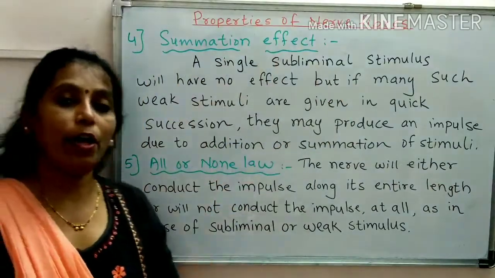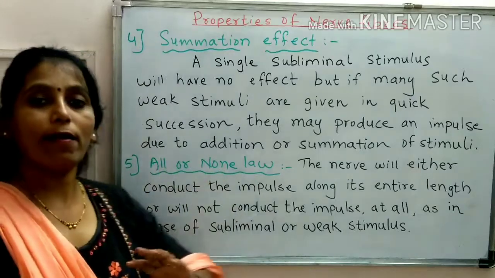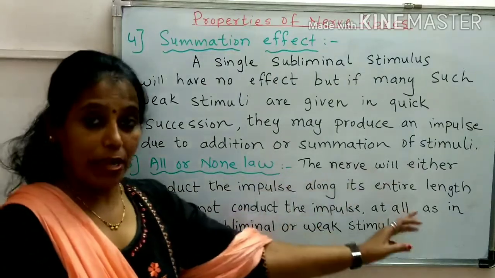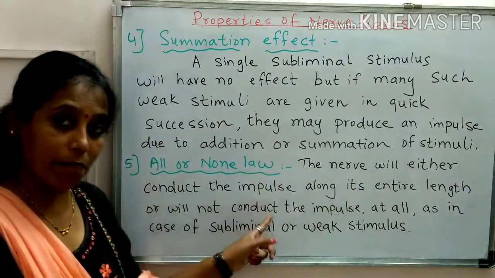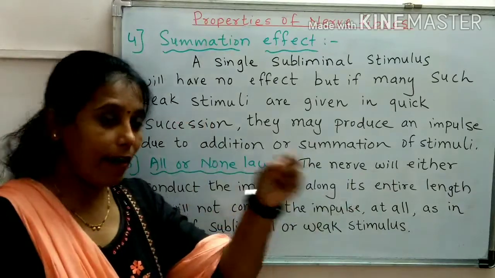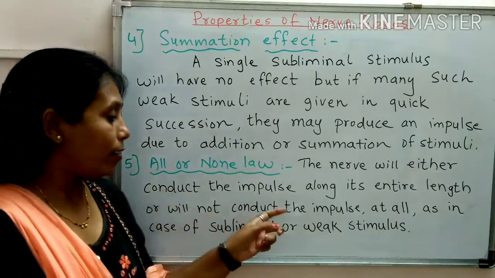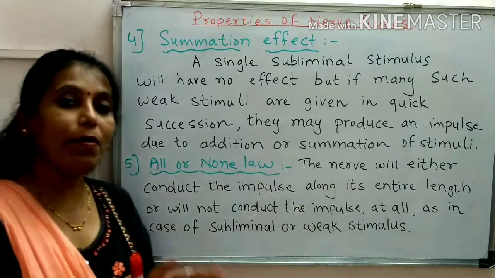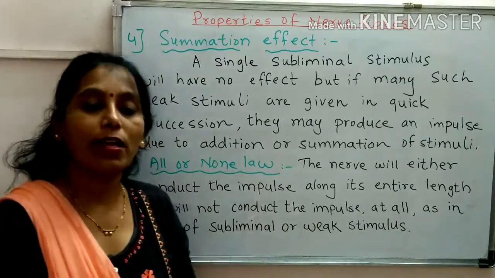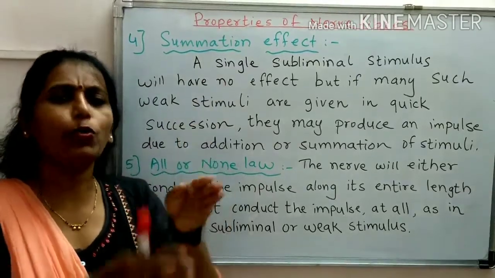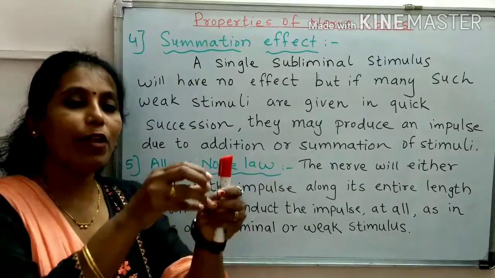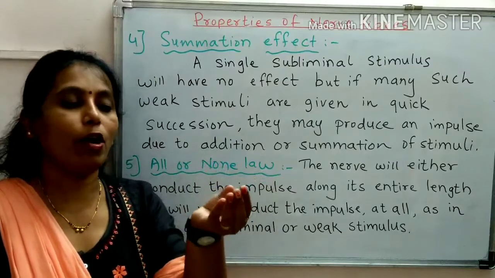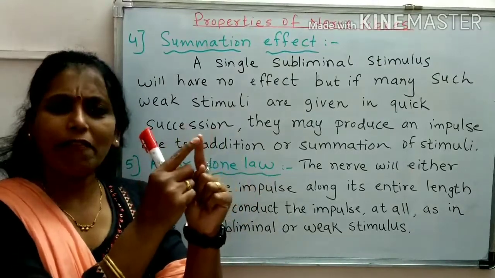Now the next property of the nerve fiber is the all or none law. What do you mean by all or none law? The nerve will either conduct the impulse along its entire length or will not conduct the impulse at all. As in the case of a subliminal or weak stimulus, if you are providing a very weak stimulus to a nerve, that nerve will not conduct the impulse. It is not like that. This is one of the important properties of the nerve.